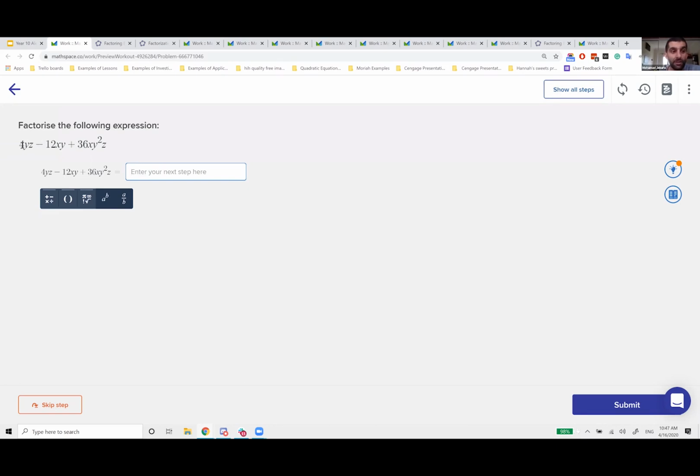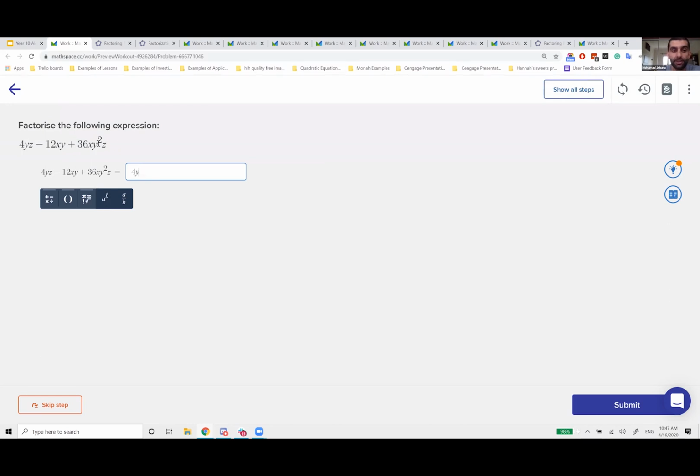So what's the common factor in the numbers 36, 12, and 4? And the answer is 4. And then what about the letters? Is there a common factor amongst the letters? So we have a Y and a Z. We don't have a Z here, but we have a Y in both of these, and we have a Y in both of these. So that's the common factor.